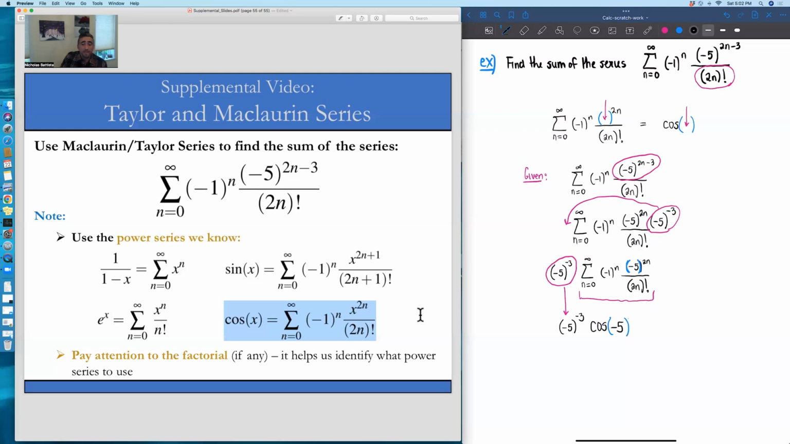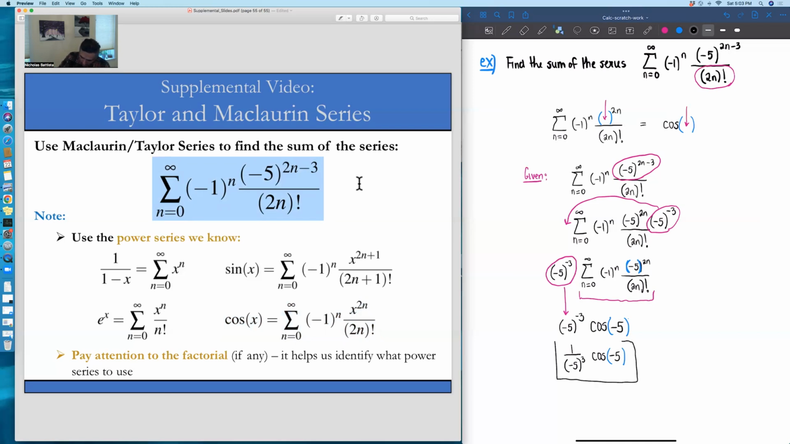Using some extra algebraic practice, since we have minus 5 to a negative power, we can rewrite that as 1 over (-5)^3, all times cosine of minus 5. So again, the series we were handed at the beginning of the problem is just equal to some number, and that number happens to be 1 over negative 5 cubed times cosine of minus 5.